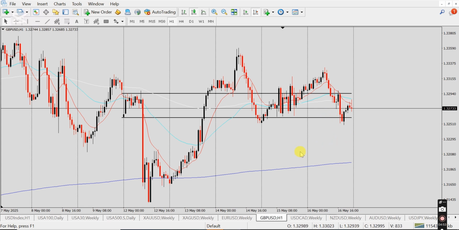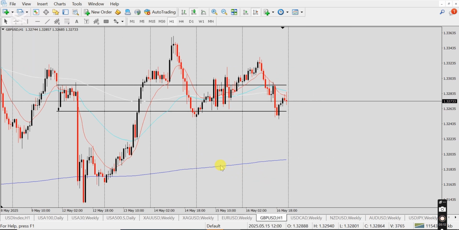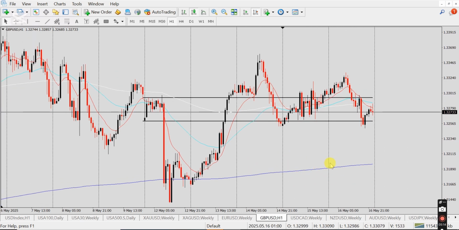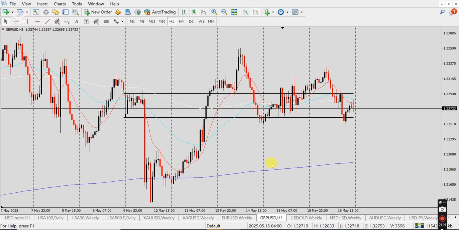Going into next week, I'm going to be looking at majors. Now, what are these majors? Gold and Nasdaq, GBP/USD, USD/CAD. Then I'll take the crosses. Why? Fractional disparity. If you know the knowledge, you know what I mean. If you don't, then you have to do more digging.